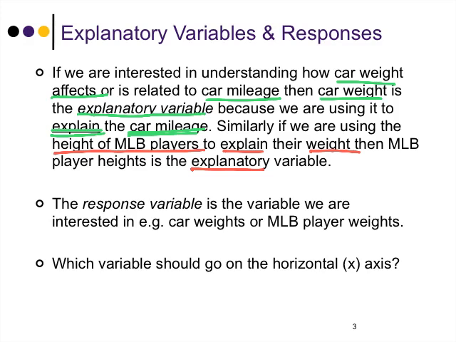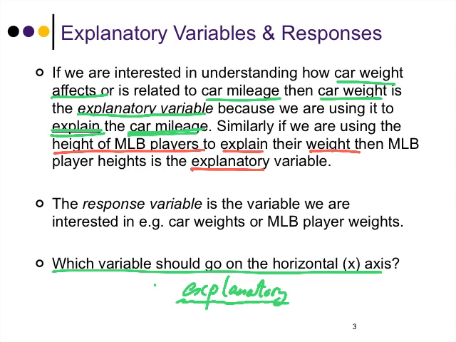So, which variable should go on the horizontal axis? Well, the variable that should go on the horizontal axis should always be the explanatory, because we are interested in using that variable to predict the other, to predict the response.